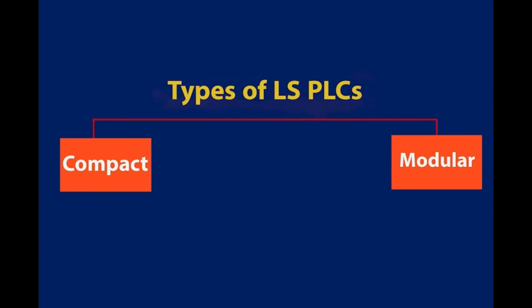Today, in this tutorial, we're going to get familiar with the different types of LS PLCs, and we'll take a closer look at one of the most popular LS PLCs, which is the H series. LS PLCs come in two types, compact and modular. So what are the differences between these two groups of PLCs?